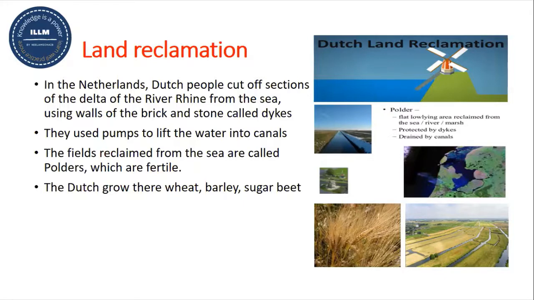In the Netherlands, Dutch people used pumps to lift the water into the canals, and the fields reclaimed from the sea are called polders. And these polders are actually tracts of low land reclaimed from the sea. And this is very fertile, and they grew wheat, barley, and sugar beet there.